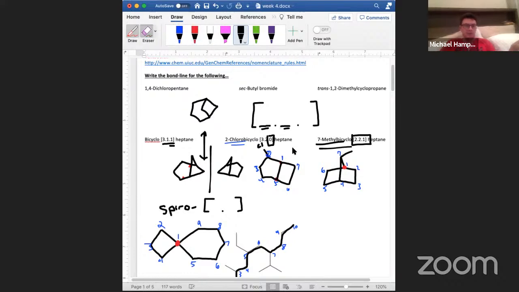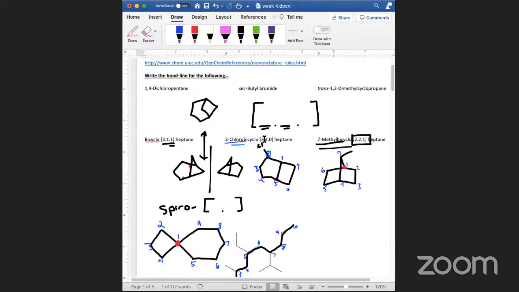So the perfect example of that is this one here in the middle. All right, you have 3. 3 indicates your longest side. So you have 3 carbons on one side, and the middle number says 2. So you have your second number on the smaller side, on the other side of the bridge.